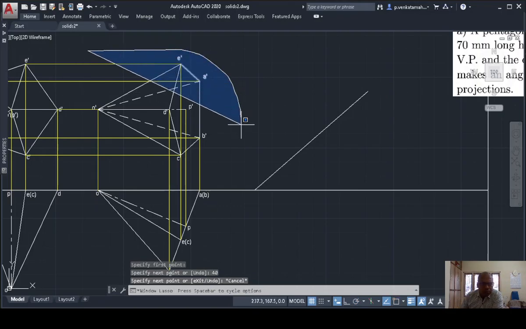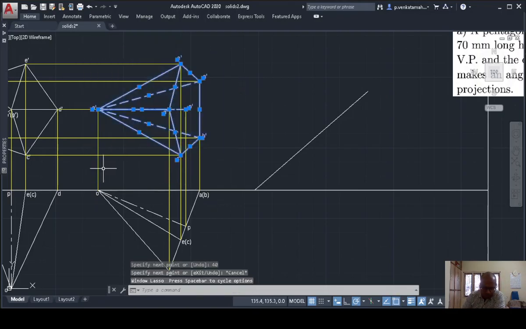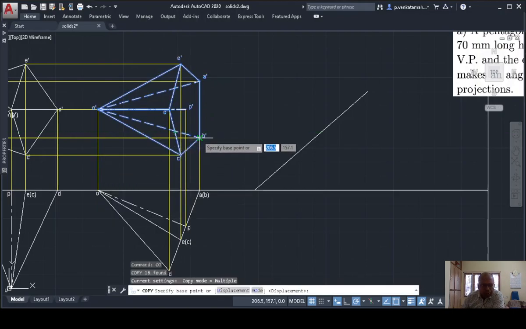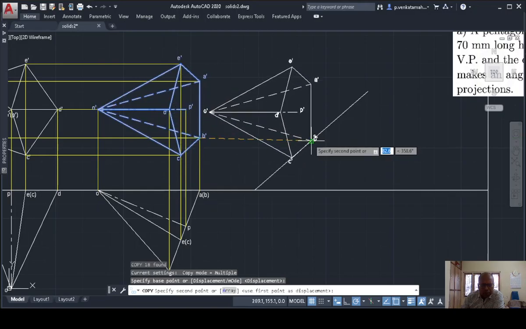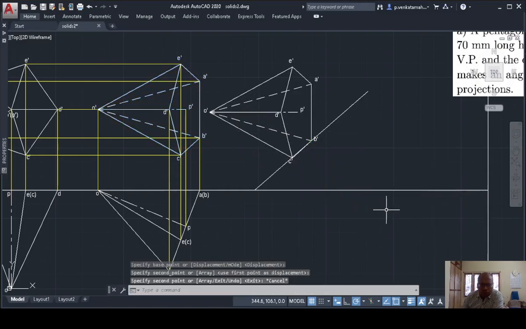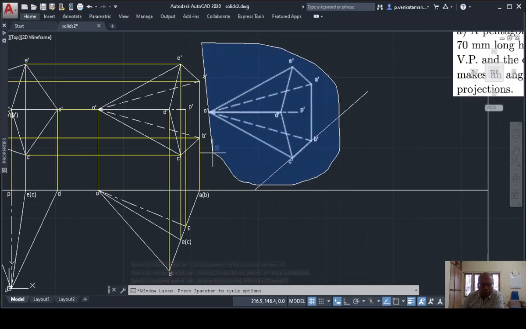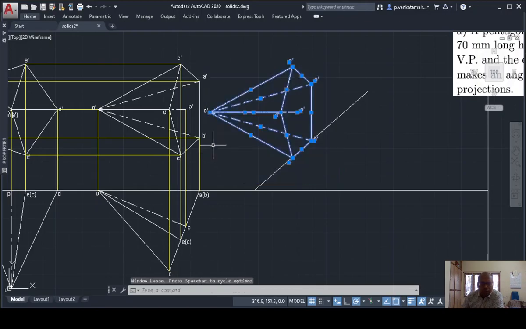Now I have to copy this front view, and place it here on this line. So I am placing it on this line here. So what I have to do now? I have to see that all these points are rotated such that AB is on this line.